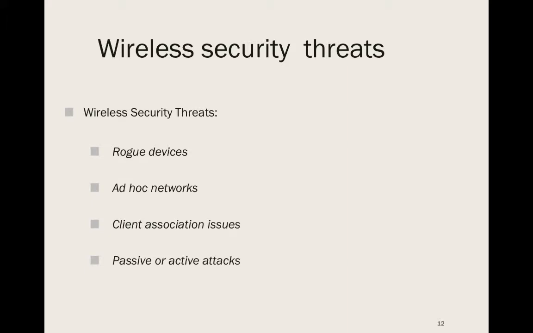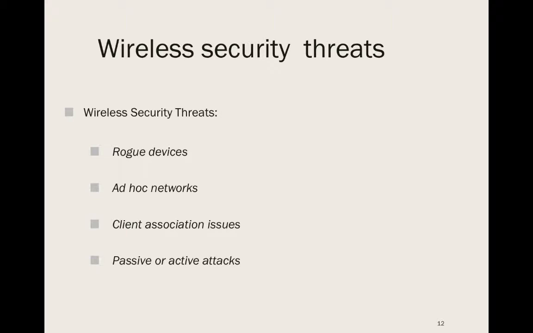There are a number of security threats on a wireless network, but to summarize, these are the main areas that we are concerned about as wireless security threats. The first one is rogue devices. Rogue devices can be an AP or a client, and they should normally be detected at the controller level. Controllers are responsible for detecting these devices and containing them.